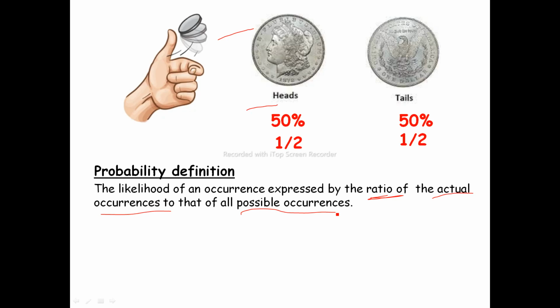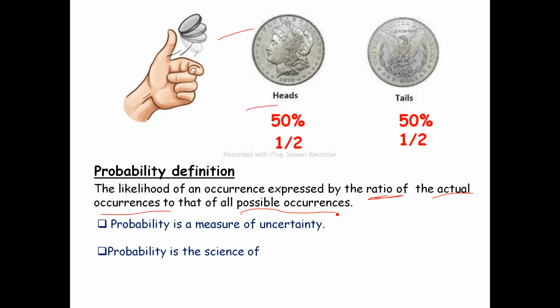So probability, what is it? It is the occurrence expressed by the ratio of the actual occurrence to that of all the possible occurrences. That is probability. So probability is a measure of uncertainty. Probability is the science of how likely events are to happen. We cannot say what is going to happen. It is to happen.